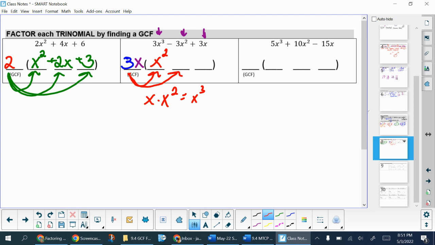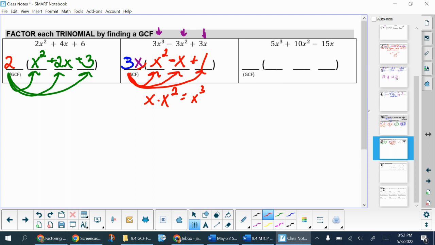Next one down, 3x times what makes negative 3x squared? Well, this time I've got a positive and I need to make it negative, so I need to multiply by a negative something. It's already 3, so really what I'm multiplying by is negative 1, but I don't write the 1 in there. Then x times what makes x squared? Well, x times x makes x squared, so I've got negative x. And then the last one, 3x times what makes 3x? Well, it's already 3x. This time I do have to put the 1, because if I don't put the 1, there's nothing there at all, and that wouldn't be good. So 3x times x squared minus x plus 1.